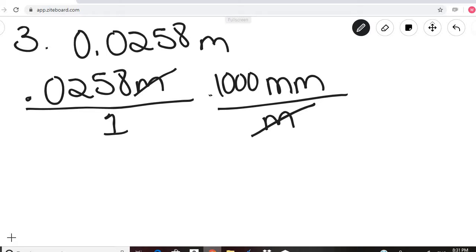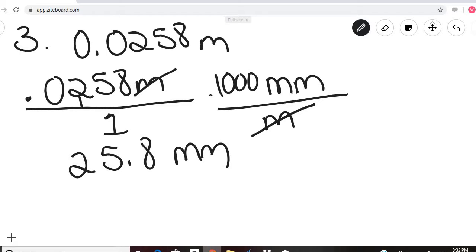So the answer is 25.8 millimeters. And let's make sure about significant figures. So up here we have 1, 2, 3 significant figures. So we have 1, 2, 3 significant figures there.